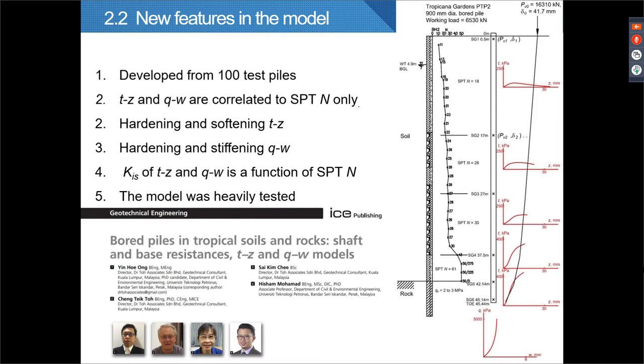Number three, we define the upper bound and lower bound lines for shaft and base resistance and the shear modulus. This is very useful for engineers to evaluate and make judgments on their pile results. Number four, the best thing about this method is that you can calibrate the parameters for this model using the data from your instrumented test pile. You can find the details in our paper published in Geotechnical Engineering, ICE, UK.